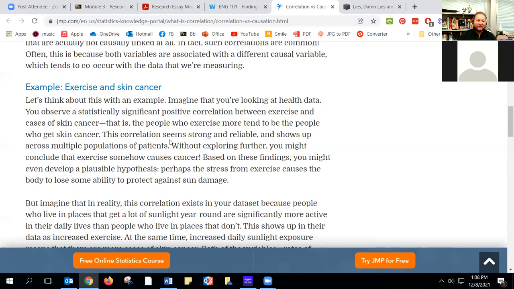So the correlation seems very strong. Every time a doctor has this patient and they get skin cancer, they find out they exercise every single day, right? So without exploring it further, you might just think that exercise is related to cancer, that exercise causes cancer, right? Or the inverse, that having cancer makes people want to exercise, right? I mean, you could argue it both ways, I guess, right? So you would think that. But think about all the other pieces of information you don't have. And some of you might already know the answer, right?